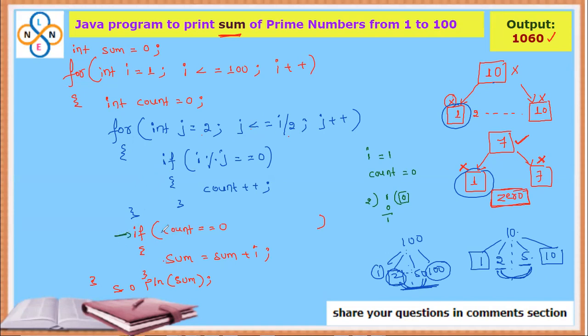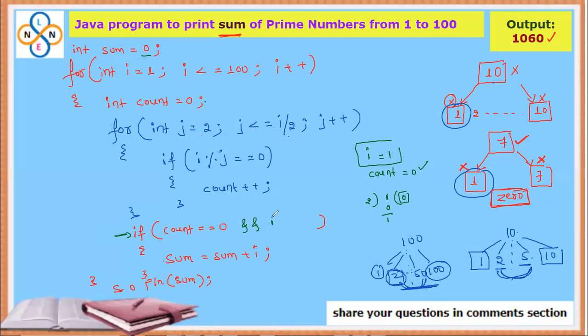Correct? Then if count is equal to 0, does the count remain 0 for 1? I value is 1, count remains 0 only. Then what has to happen? Sum plus I. What is the sum value? 0. Then plus I. What's the I value? 1. So it is counting the I value as a prime number into the sum. But is it a prime number? No. So this is the only concern if I value is 1.